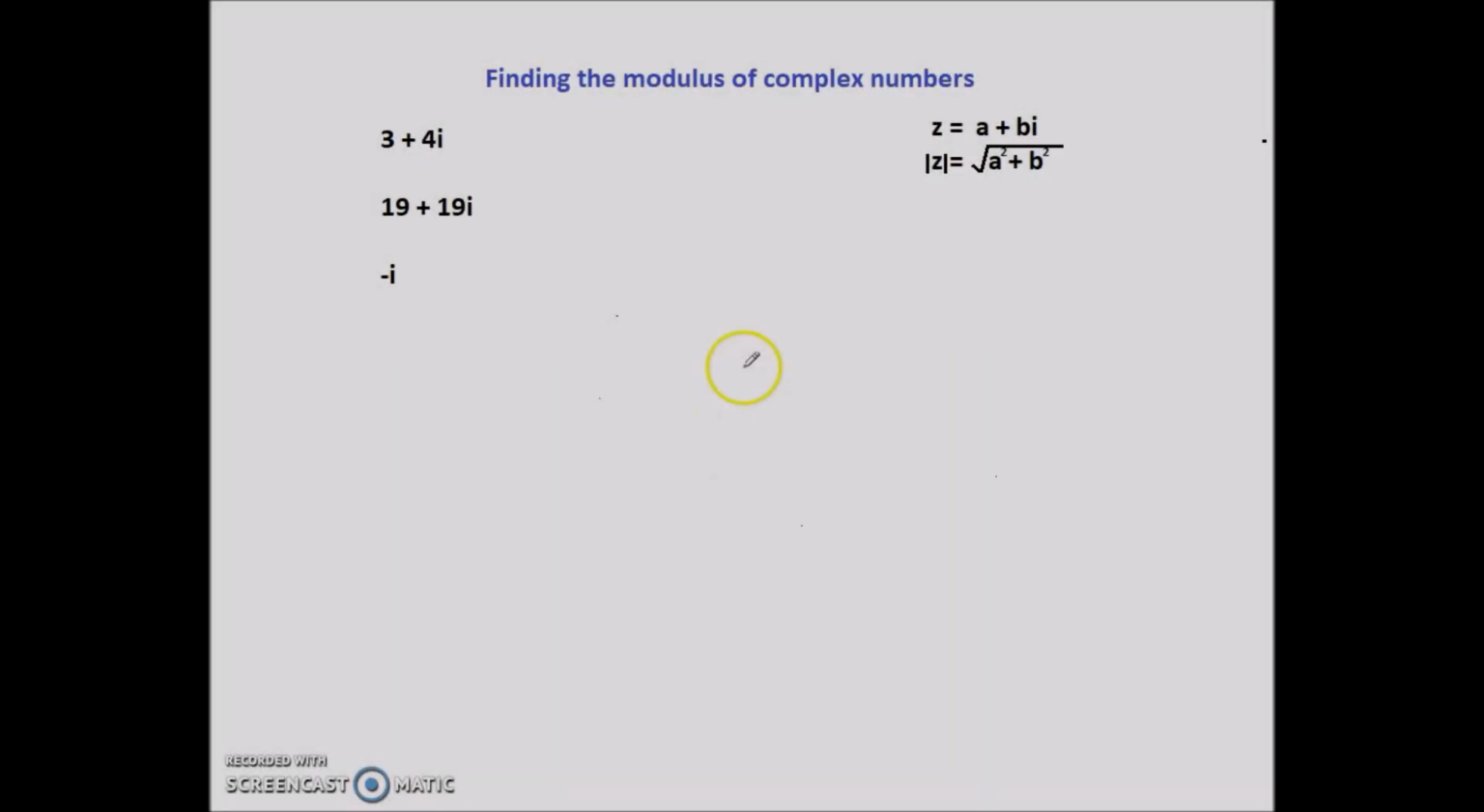Let's go over this last example then, because this might catch some people out, but in reality we're not going to do anything different. We are still going to use this formula. It just might trick a few people because it doesn't look like we can use it. Now let's not forget that if we are going to take the modulus of minus i, we're going to use this.